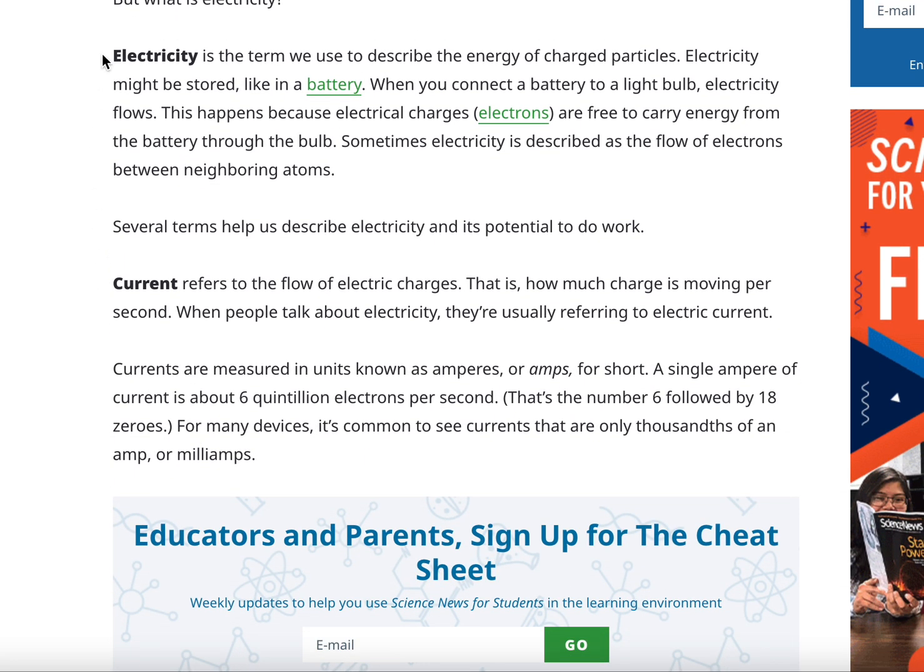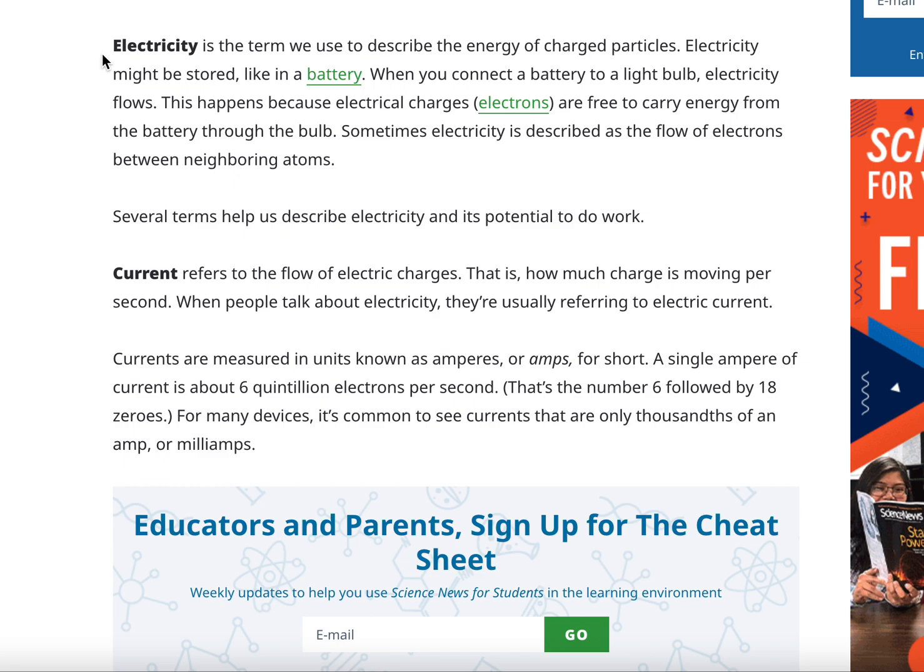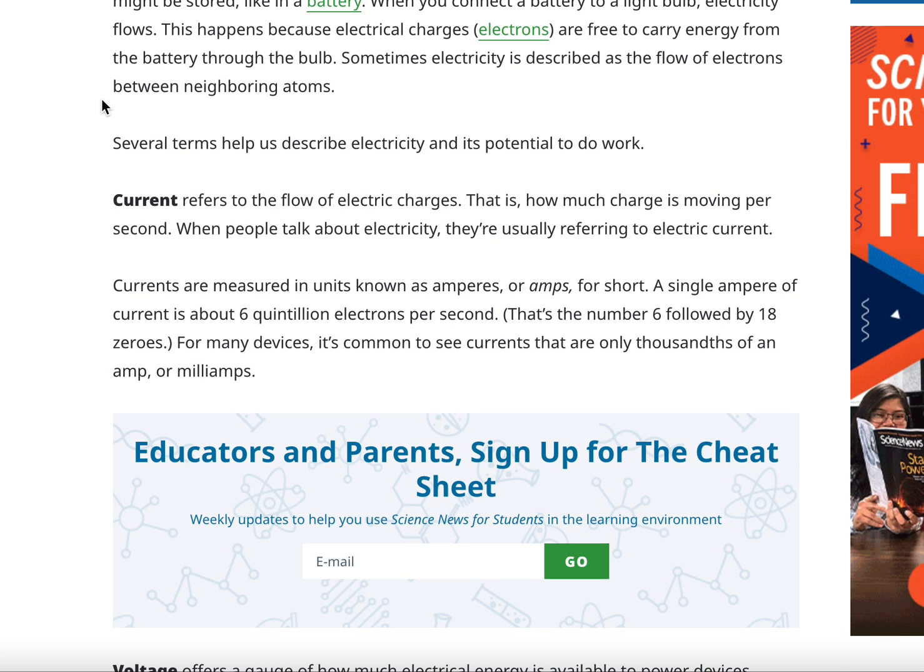Electricity is the term we use to describe the energy of charged particles. Electricity might be stored, like in a battery. When you connect a battery to a light bulb, electricity flows. This happens because electrical charges, electrons, are free to carry energy from the battery through the bulb. Sometimes electricity is described as the flow of electrons between neighboring atoms.